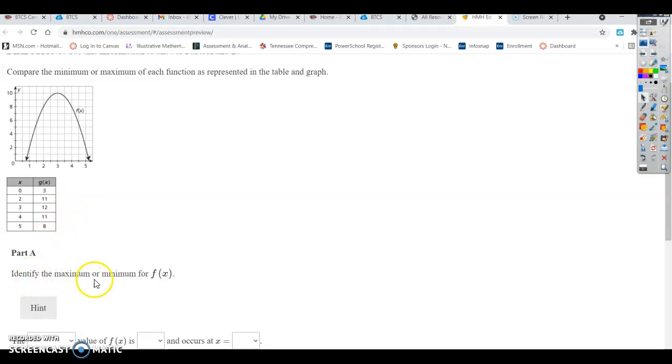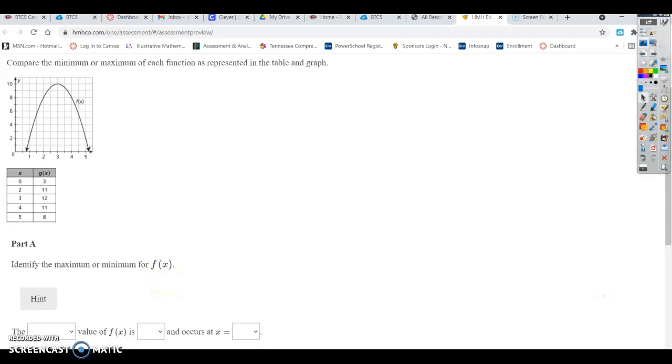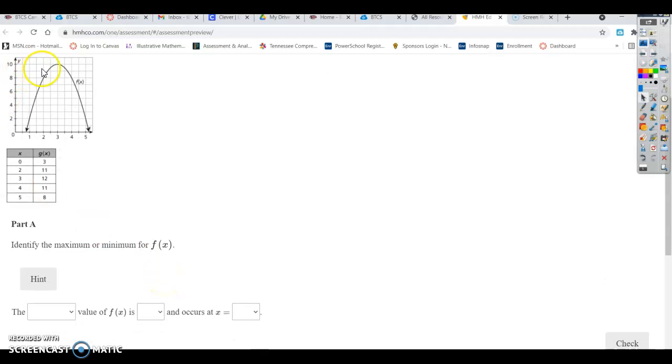Alright, it says identify the maximum or minimum for f of x. So f of x, again, is the graph. You can look up here and see that the highest point is 10. So we've got a maximum value of f of x is at 10. And that occurs at what x? So the maximum, if you come straight down, that occurs at 3.